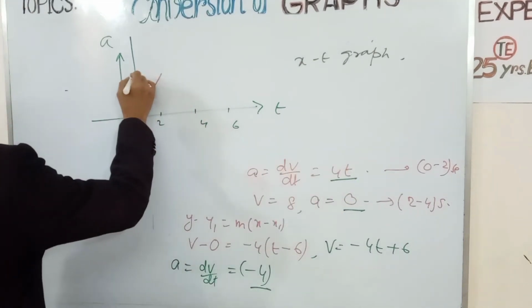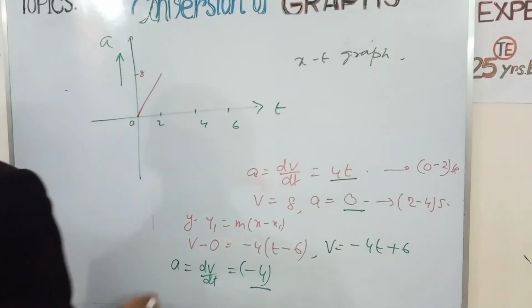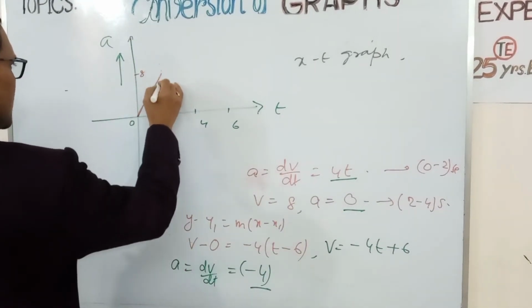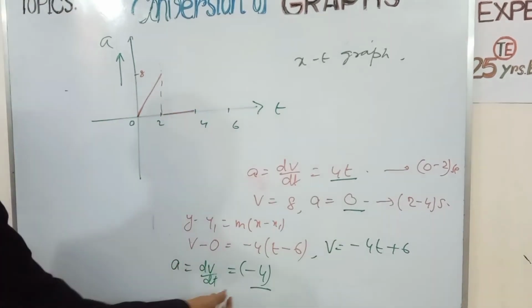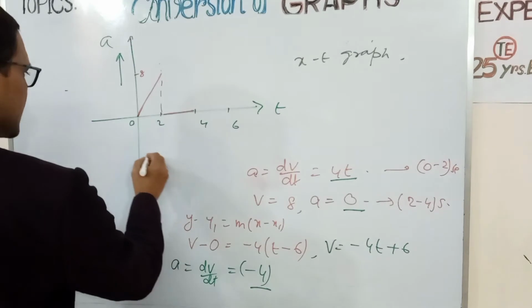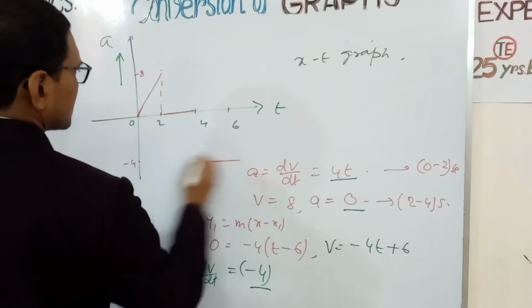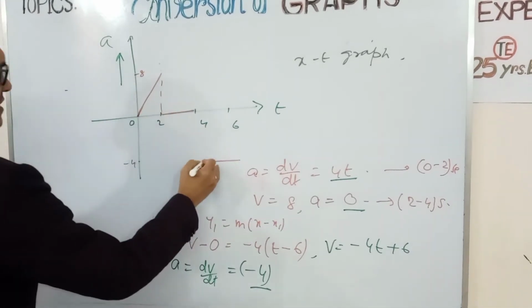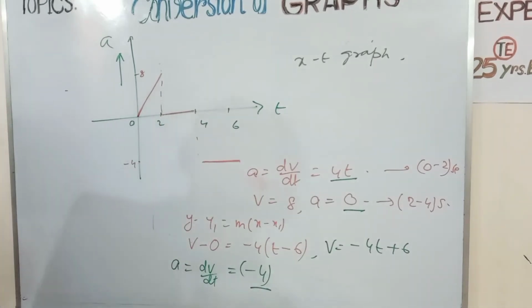T equal to 2, 8, acceleration equal to 8, and A equal to 0 in 2 to 4 second. This is the discontinuous graph. From 2 to 4 second acceleration is 0, and from 4 to 6 second acceleration is minus 4, so minus 4. So the graph will be this and this. Obviously this is a discontinuous graph. So this way, first we write the equation, then we can draw the graph.